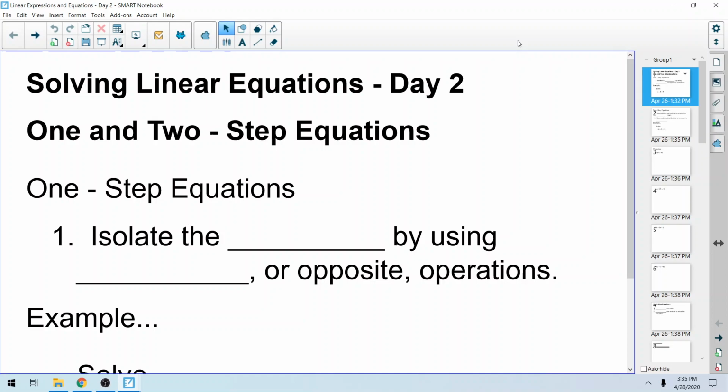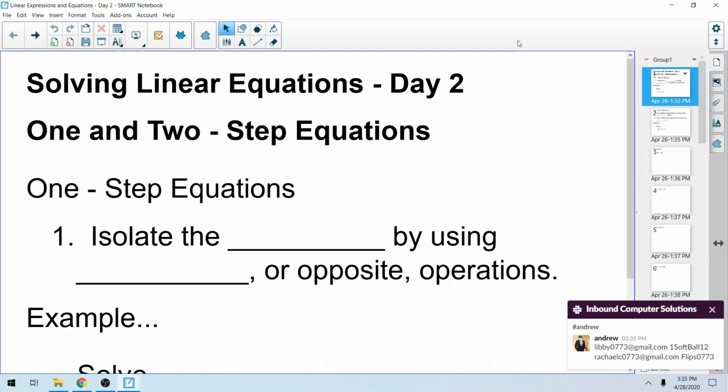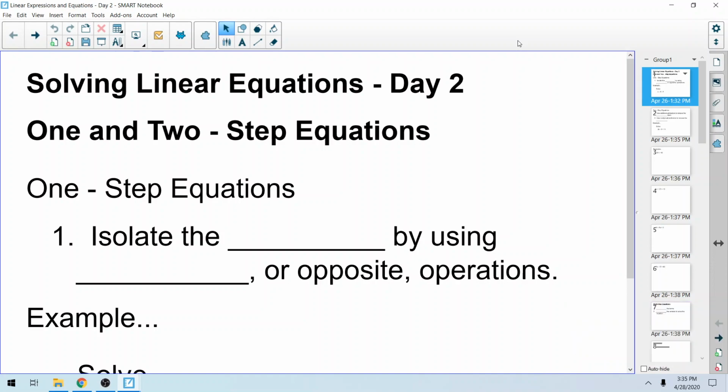Okay, everyone, now that we know how to combine like terms and simplify expressions, we're going to move into equations, okay? And specifically, we're going to be solving linear equations, and we're going to start with one and two-step equations, meaning you'll only either have to do one or two things in order to be done with the equation.